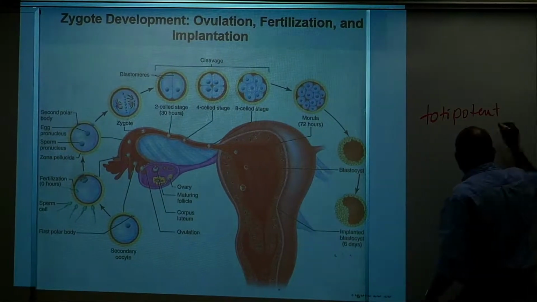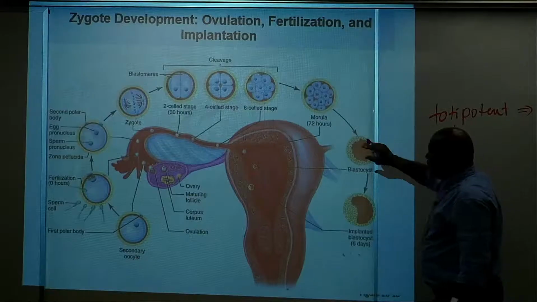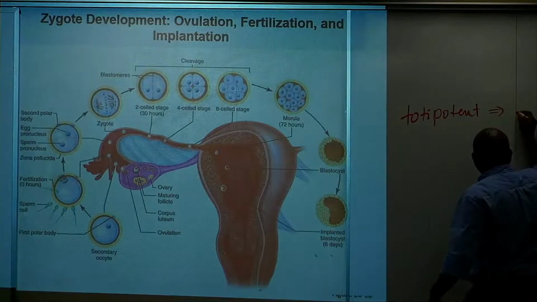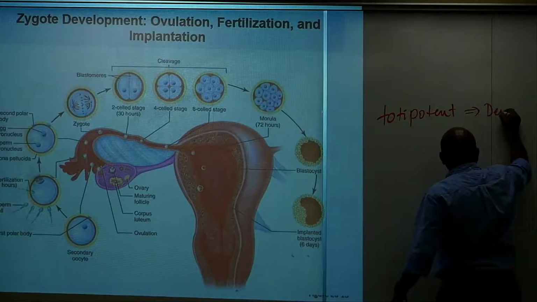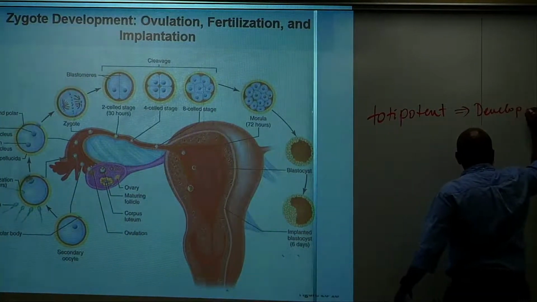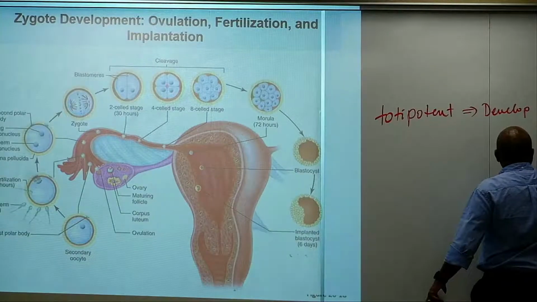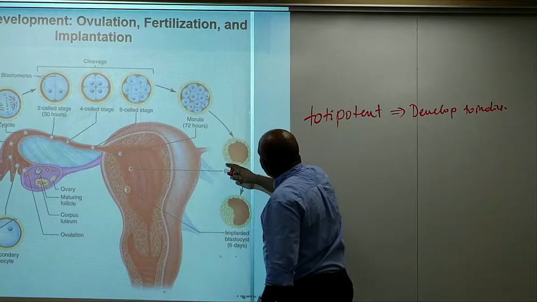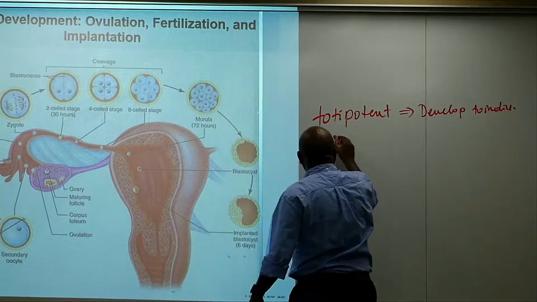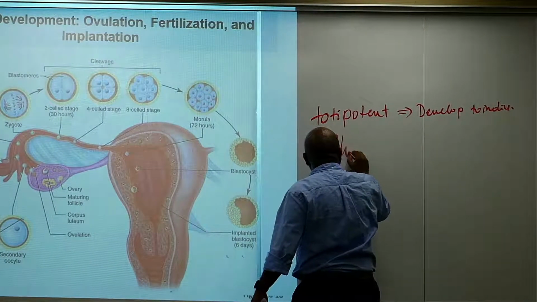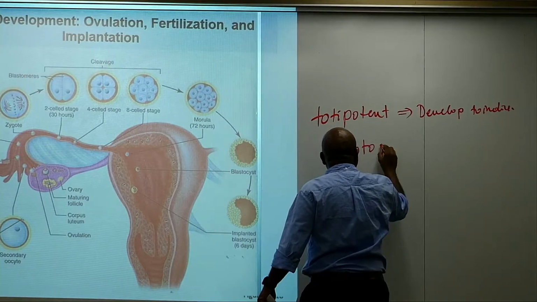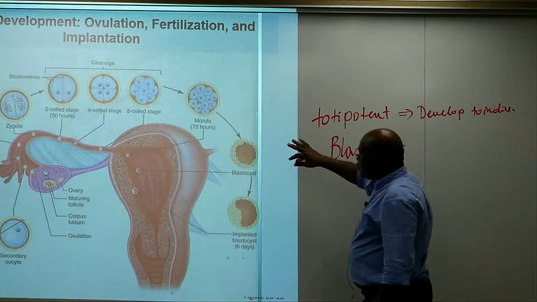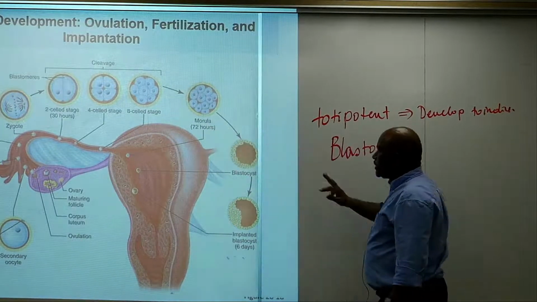That means that each of the cells has the capacity to develop into an individual. However, when the embryo reaches the stage called the blastocyst, the cells, the blastomeres, differentiate into two different types of cells.